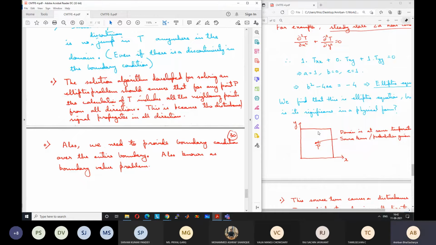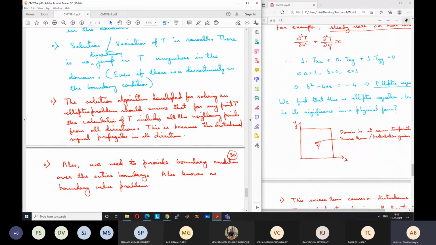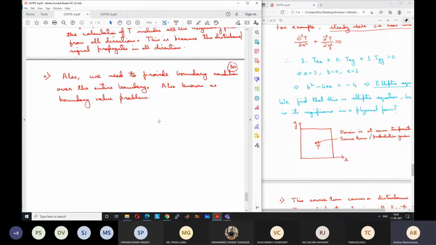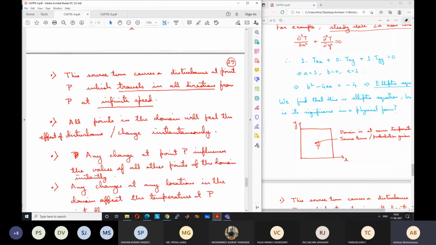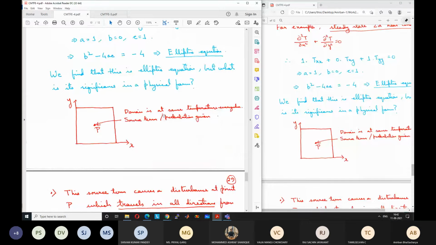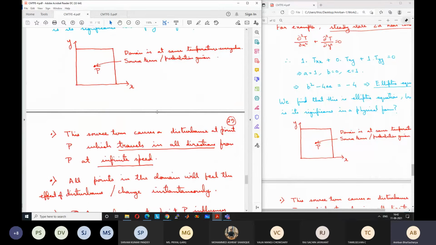So this is an example of an elliptic problem. What is the main thing that we should take from here? We can summarize that for an elliptic problem, the information from any point passes to all the other points in the domain instantaneously, and the information from all the other points also passes to this point instantaneously.